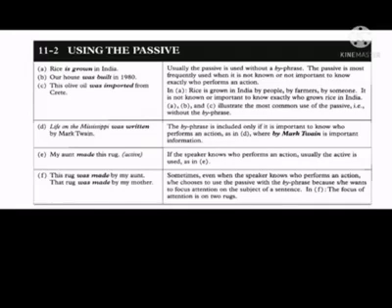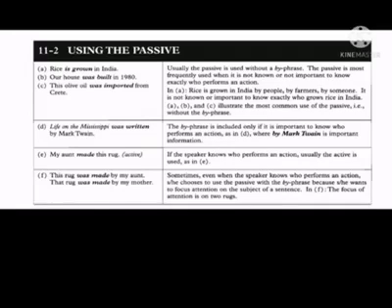A, B, and C illustrate the most common use of the passive, without the by phrase. Life on the Mississippi was written by Mark Twain. The by phrase is included only if it is important to know who performs an action, as in D, where by Mark Twain is important information.